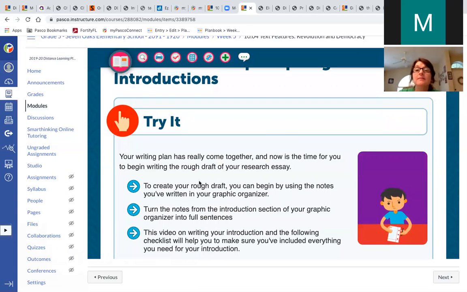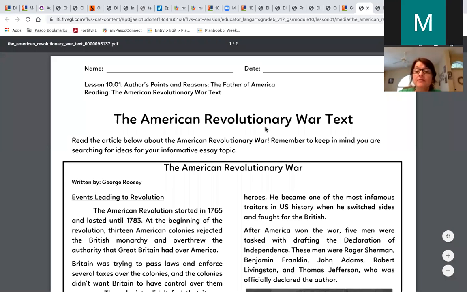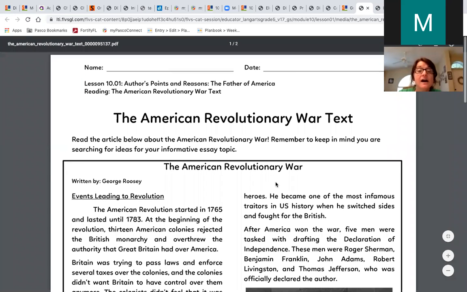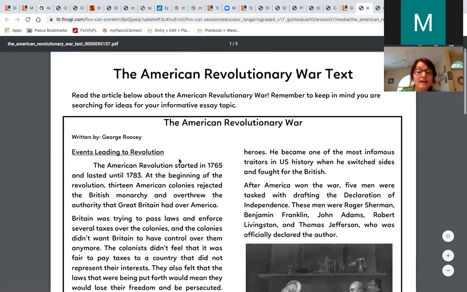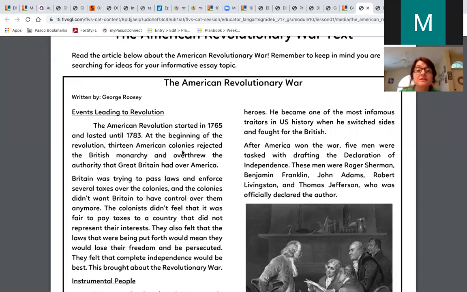And then I wanted to go ahead and just show you something before we move on. There's a text that you guys are going to see, and that is the American Revolutionary War text. This was in Fathers of America from this week as like an optional but encouraged reading. Well, here they're talking about some important information. So you're going to want this to be a text that you definitely use as one of your resources.